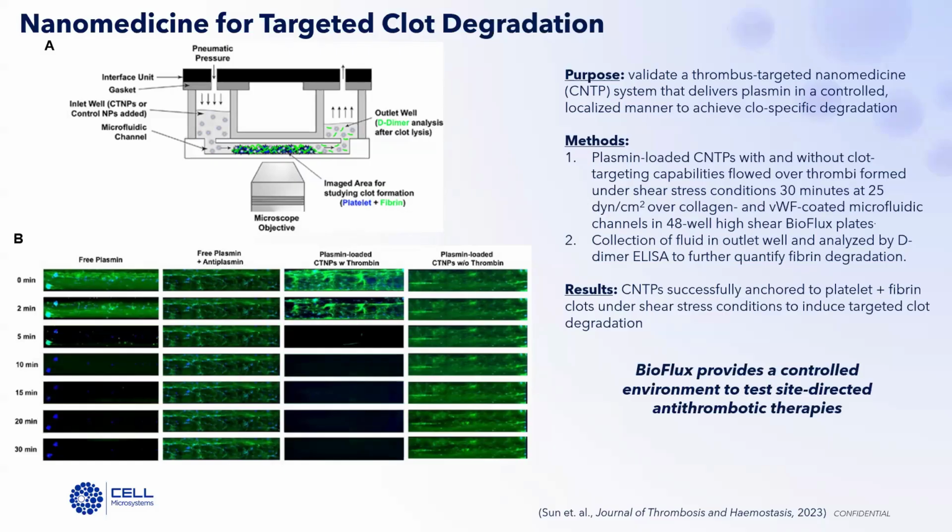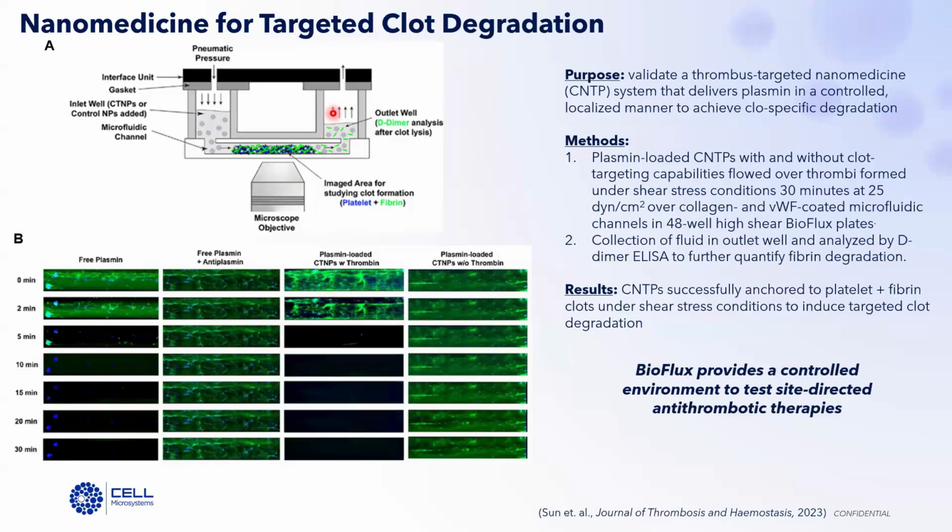To evaluate the nanomedicine delivery system, plasmin-loaded nanoparticles were treated with thrombin. They were flowed over preformed thrombi on collagen or von Willebrand factor-coated microfluidic channels for 30 minutes at 25 dynes per centimeter square. After the flow experiment was over, outlet well samples were collected to further quantify fibrin degradation using a D-dimer ELISA.